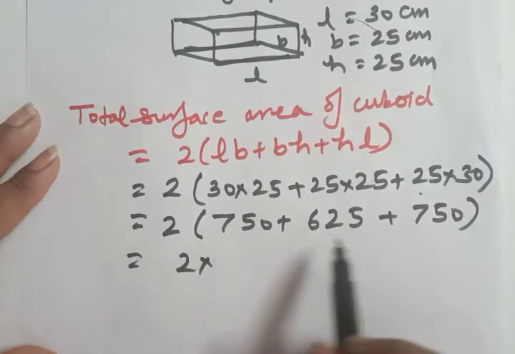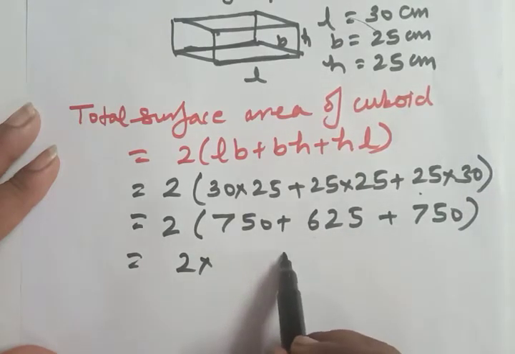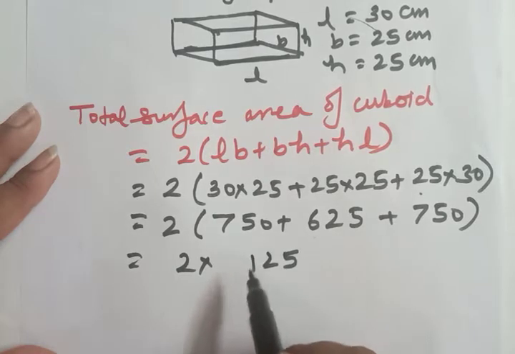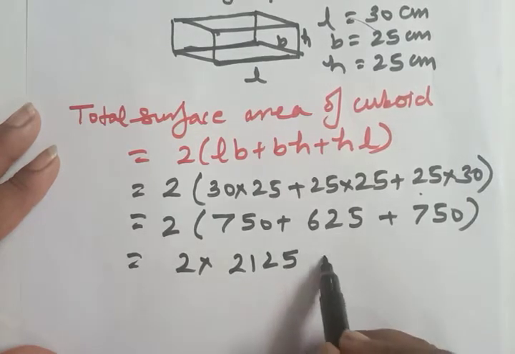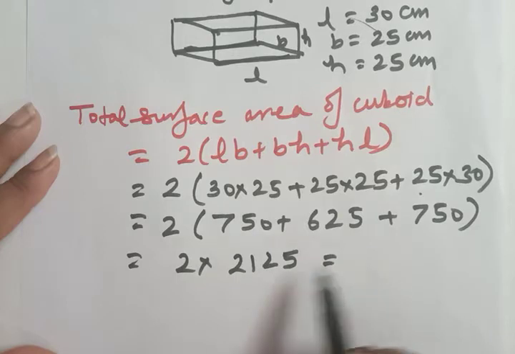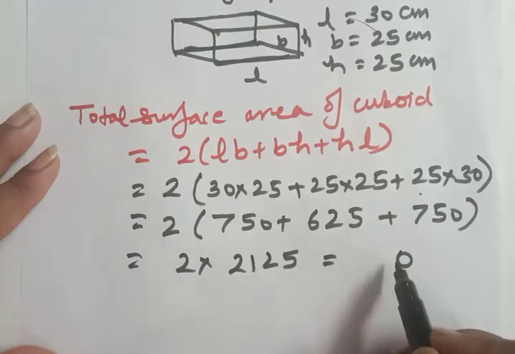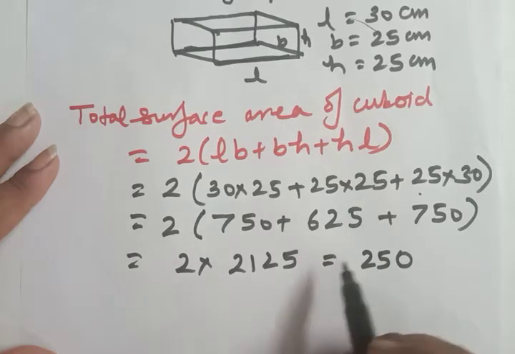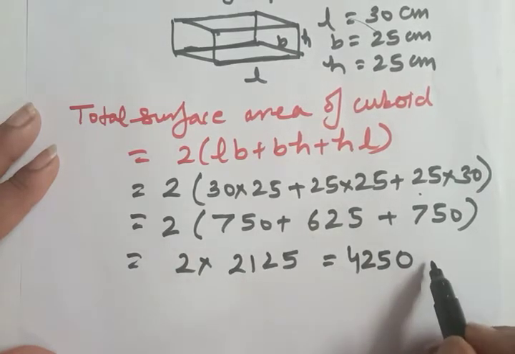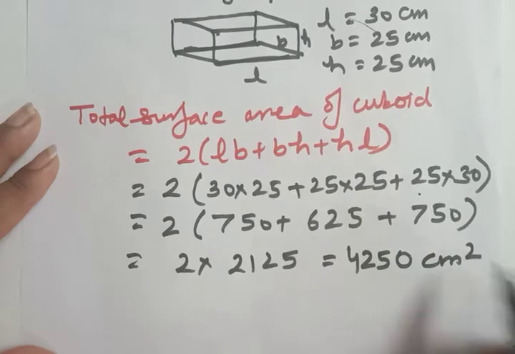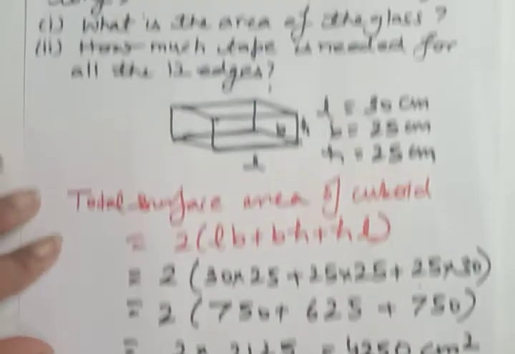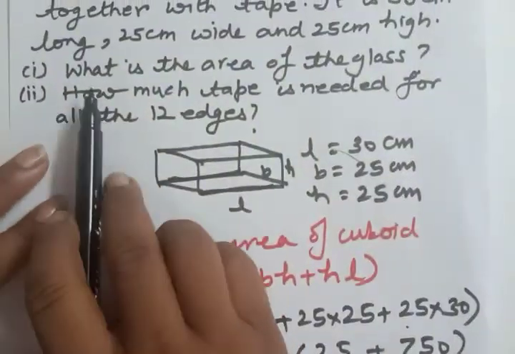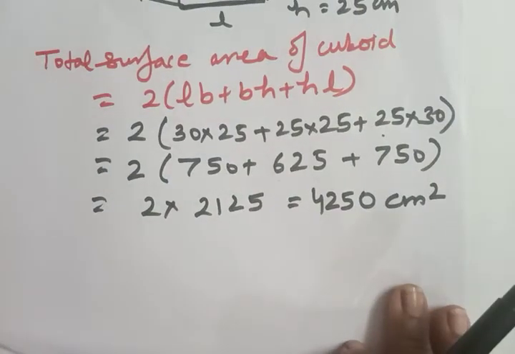That is equal to 2125. Now we need to multiply by 2: 5 2s are 10, 2 2s are 4, 1 2 is 2, 2 2s are 4. So that is equal to 4250 centimeters square. We have already found out the area of the glass, that we have found after finding the total surface area.